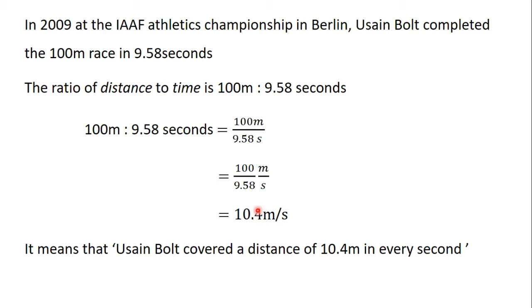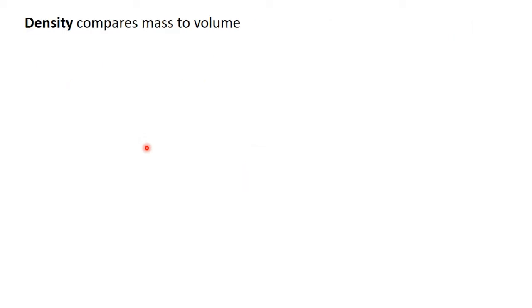There are different examples of rates. As I've already indicated here, when we compare distance to time, that rate is known as speed. Another example of rate is density. Density compares mass to volume. So when you compare mass to volume, the rate that you get is known as density.